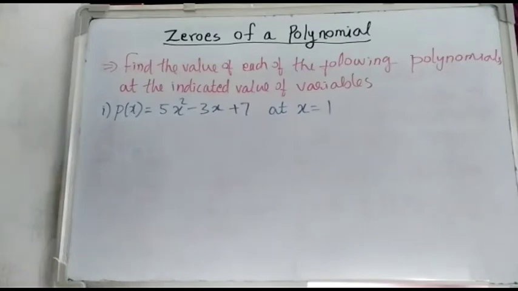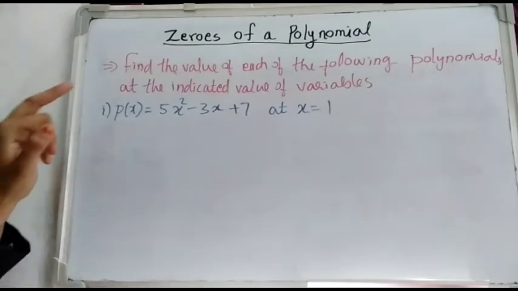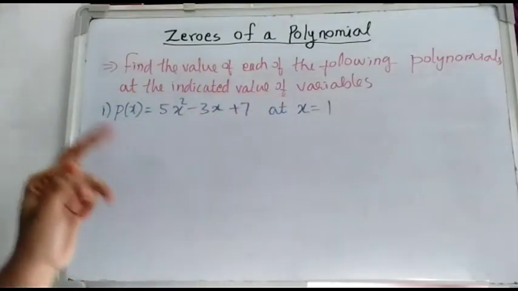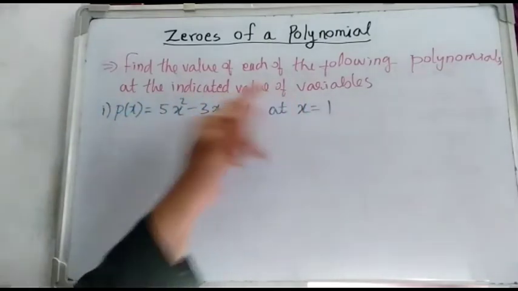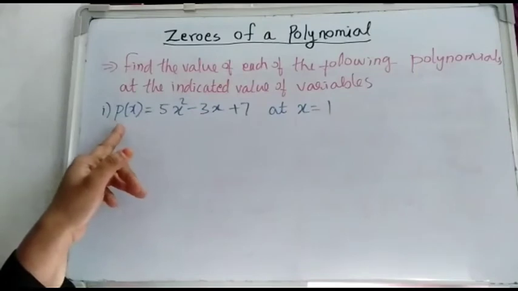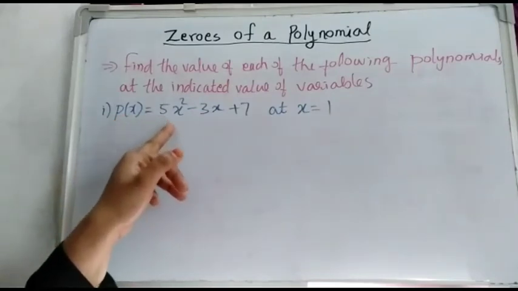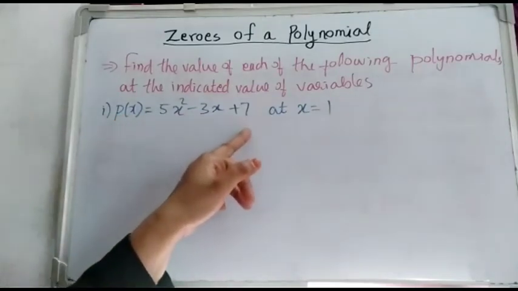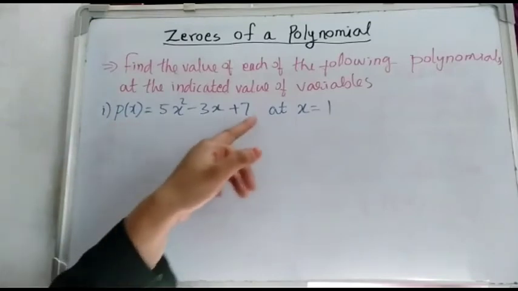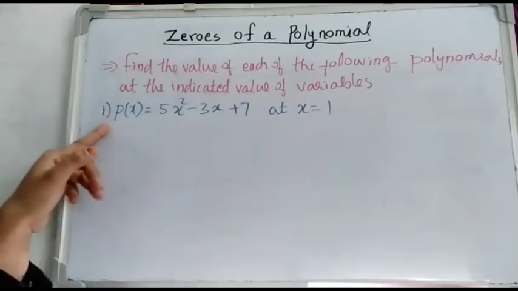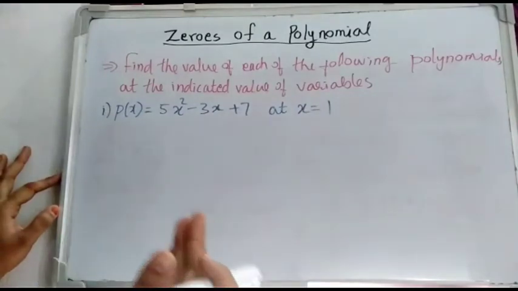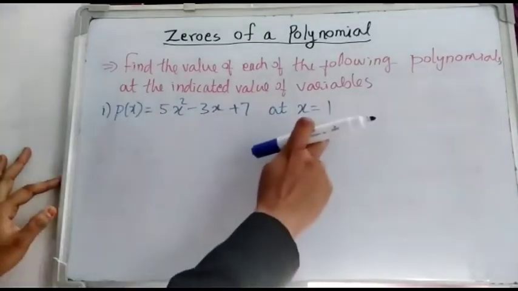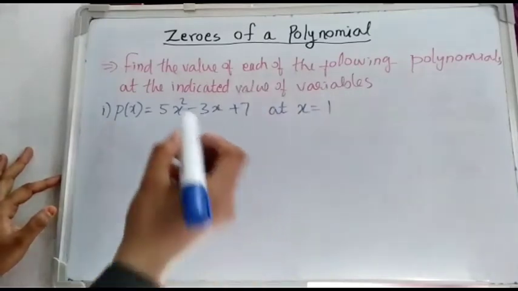Dear students, let us discuss one question. Find the value of each of the following polynomials at the indicated value of the variable. The first question is p of x equal to 5x square minus 3x plus 7. This is a polynomial p of x. We need to find the value of this polynomial at x equal to 1. That means what? Yes, replace x by 1. All of you listen here.